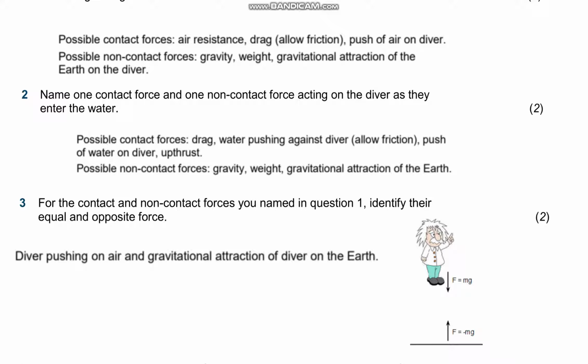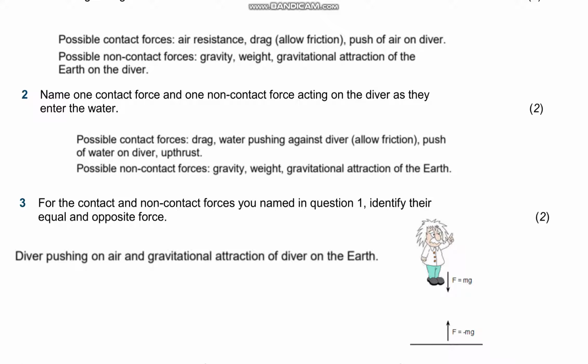Now this is the bit where the non-contact force starts to become a little bit more difficult to follow. So, the contact forces you named in question 1, you can see up the top there: air resistance, drag or push of air on diver. That's the air pushing on the diver as they fall through the air. So the equal and opposite force is the diver pushing on the air. As they fall through the air, they plough through it and push the air out of the way. That's the force being described there, the diver pushing on the air.